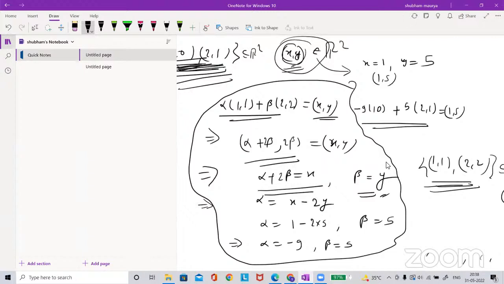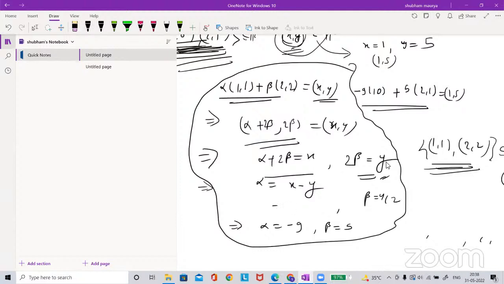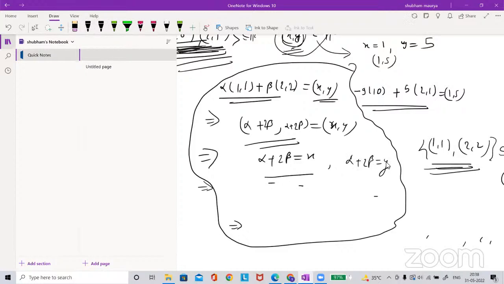Okay, so you have alpha plus 2 beta and alpha plus 2 beta. So you will get the equations here: alpha plus 2 beta is equal to x, and another one is alpha plus 2 beta is equal to y. I made a mistake, I was going to the previous one.